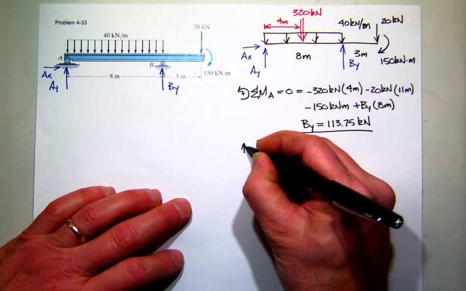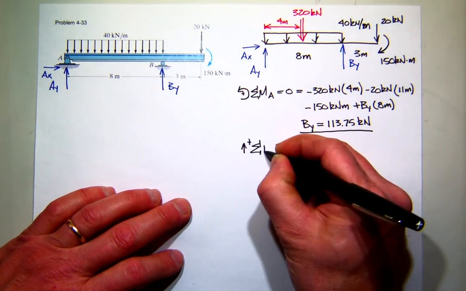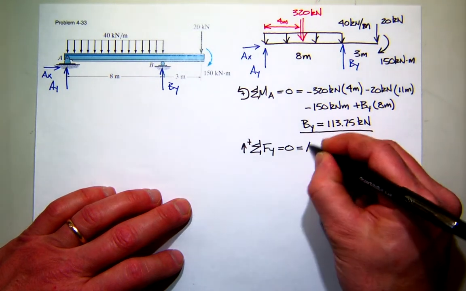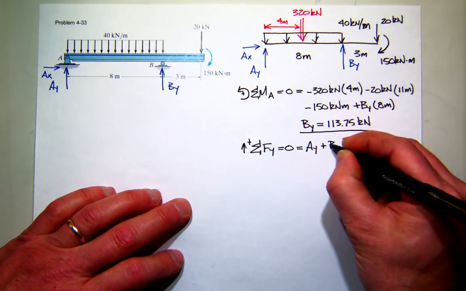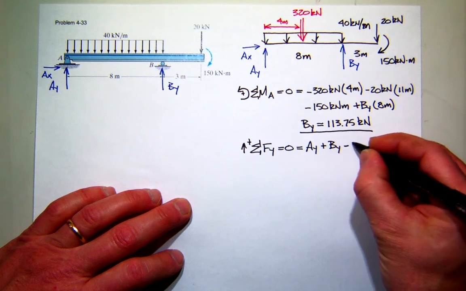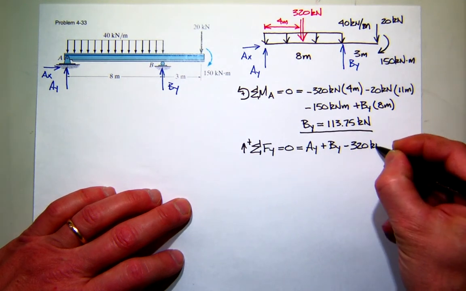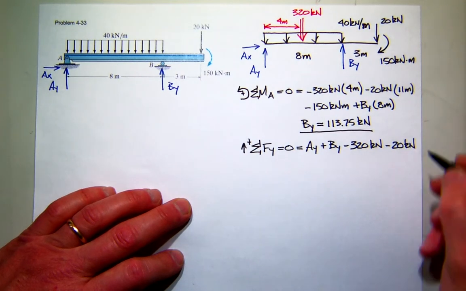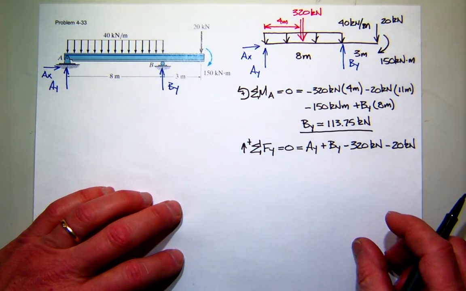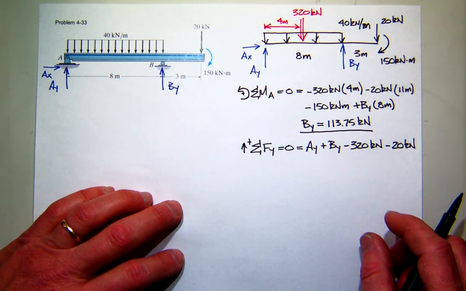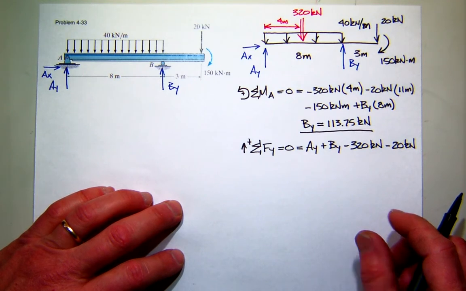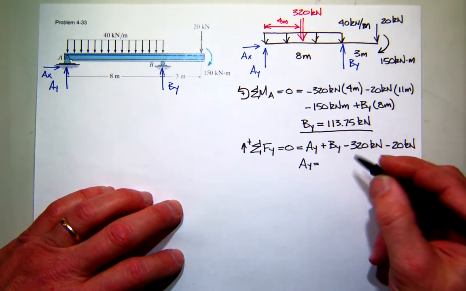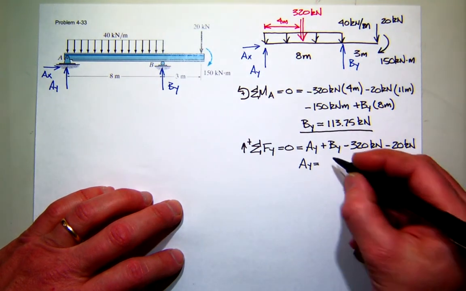So then we would sum forces in the Y direction to find AY. So I have AY acting up, BY is acting up. My concentrated equivalent force, the 320 kilonewtons, is down. And then way out there on the end, the other 20 kilonewtons. Did I forget anything? I think that's it. So we should be able to find AY: 226.25. 226.25. That seems reasonable.